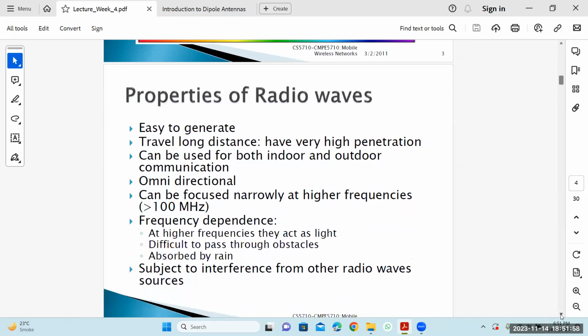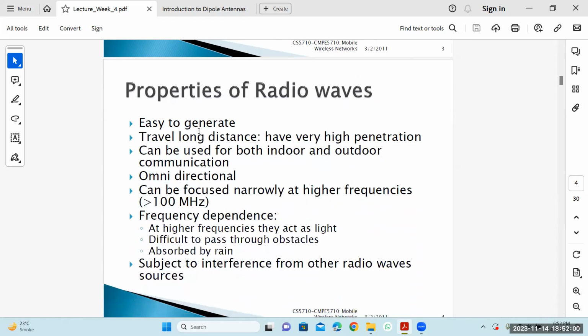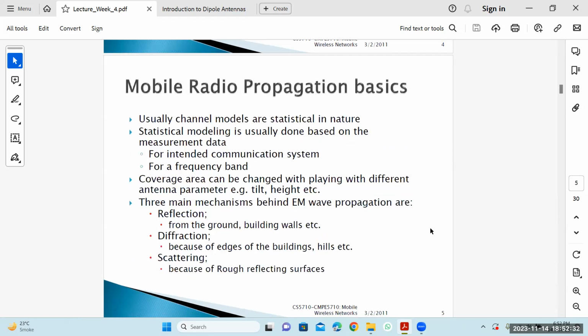Now, the properties of radio waves: they are easy to generate. They can travel long distances. They have very high penetration. They can be used for both indoor and outdoor communication. Omnidirectional antennas can be used, and they can be focused narrowly at high frequencies. They are frequency dependent, as we have just seen. At higher frequencies, they act as light, difficult to pass through obstacles. They can get absorbed by rain, and they are subject to interference from other radio waves and sources. So these are a few of the properties of radio waves.